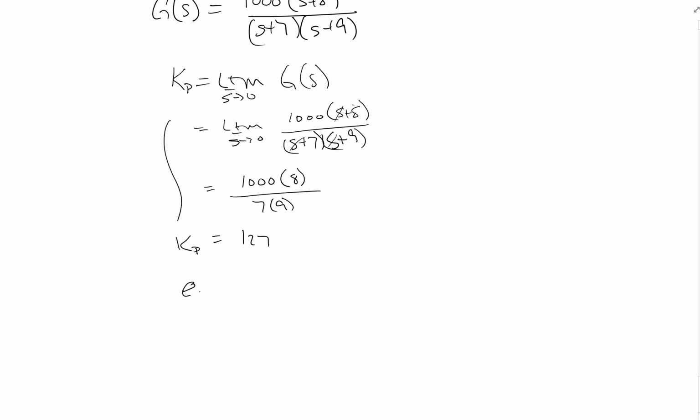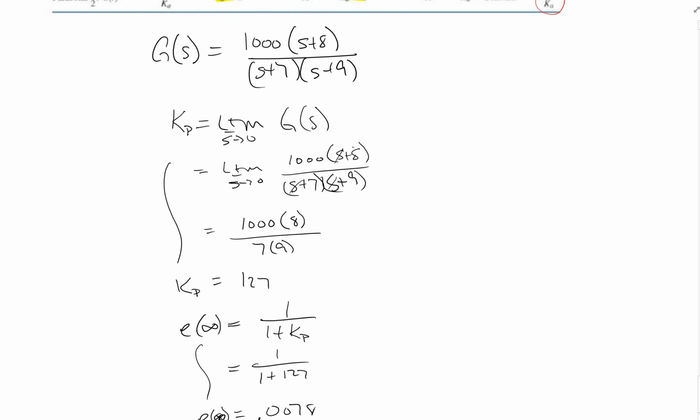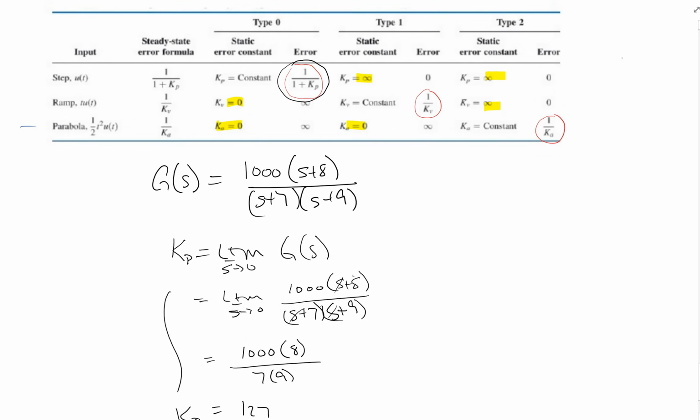So the error at infinity is equal to 1 over 1 plus Kp, which is going to be 1 over 1 plus 127, and you work that out, and it ends up being 0.0078. So our error at infinity would be 0.0078. And so we would now know all three cases. We know the error for the step, the error for the ramp, and the error for the parabola.